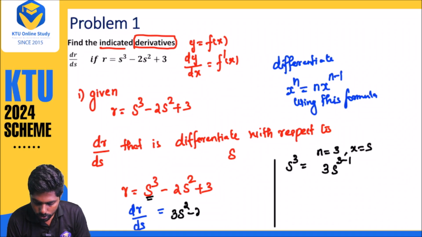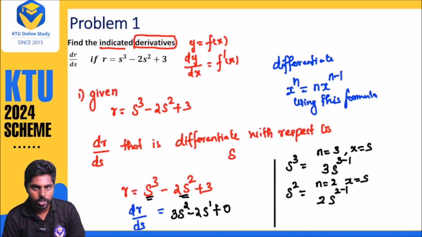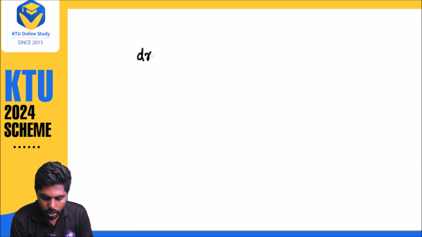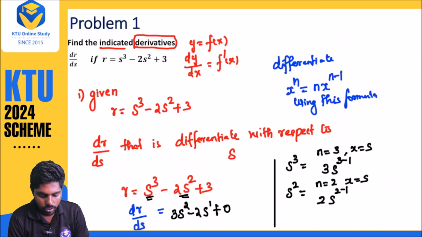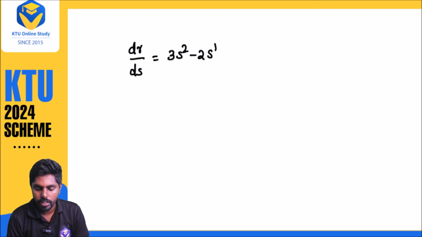It will become minus 2 into, what about this one? This is nothing but x square. What is n here? n equal to 2. So x is equal to x, and we can say 2 into x to 2 minus 1, so it will become x to the 1. Plus, when we are differentiating a constant, what will happen? Differentiating a constant will become 0. So what is our dr by dx? dr by dx is equal to 3x square minus 4x. So this is our required answer.